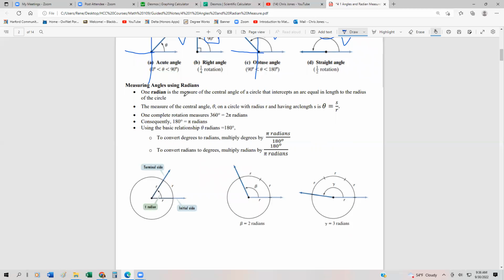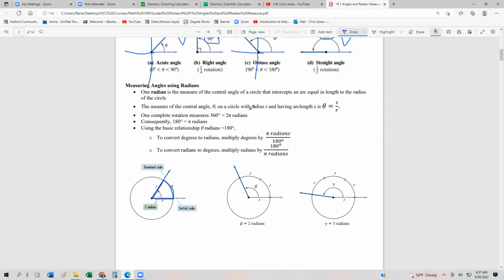A radian is a measure of the central angle that intercepts an arc equal to the length of the radius. If we look down here, we have a radius, the distance from the center to a point on a circle, and another radius. The length of that arc is the same as any of the radii, and that means we get a radian. Which would make sense because they both have that phrase radius embedded within.